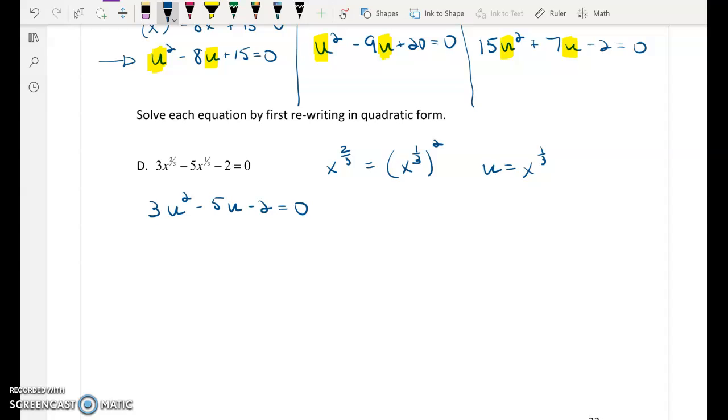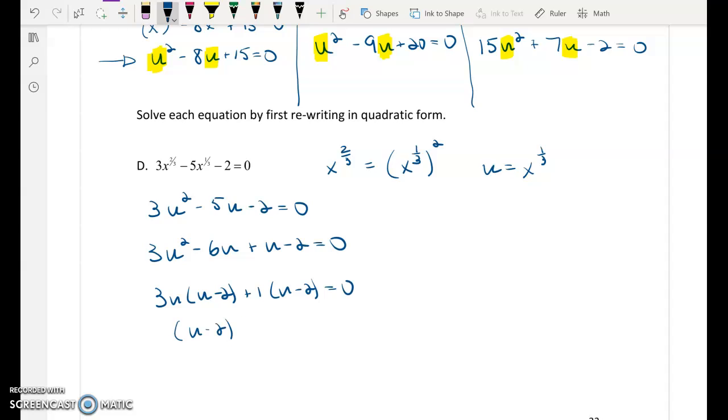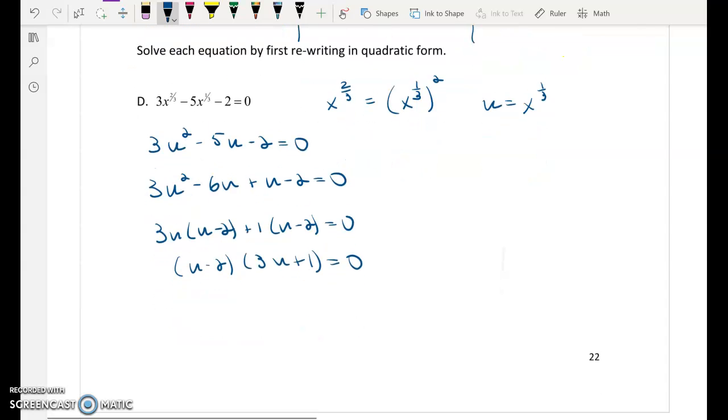From there, we can go ahead and factor that. We need two numbers that multiply to be -6 and add up to be -5. So it's going to be 3u squared minus 6u plus u minus 2. We just factor it like normal. Okay, so we factored it.